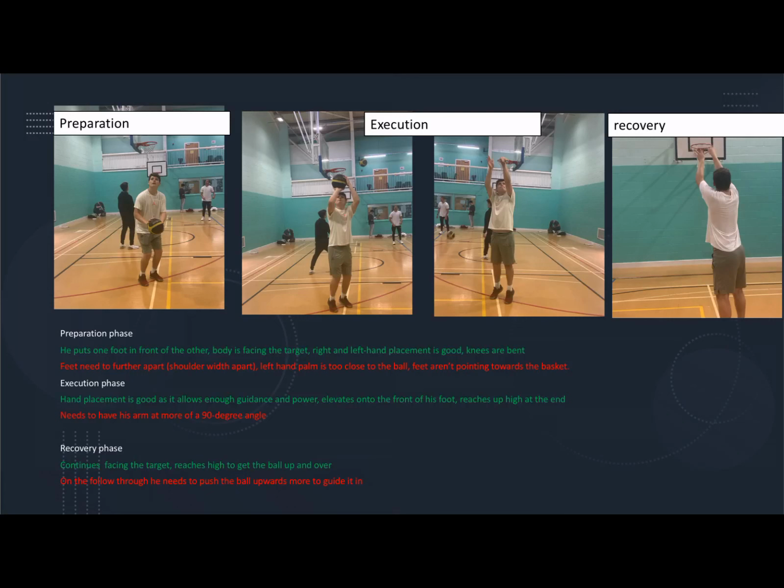Finally, in the recovery stage, he keeps his body facing the target, allowing him to have better direction over his shot. He also reaches high and follows through with the ball by flicking his wrist. This gives an additional bit of power behind the ball and helps the ball reach up.